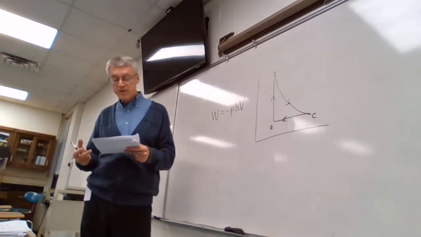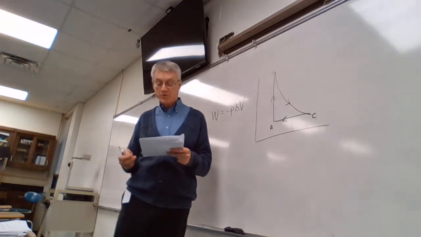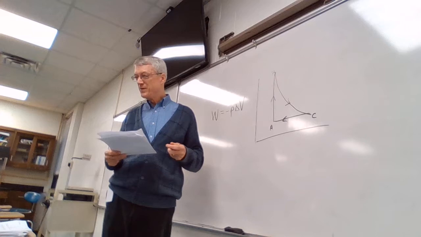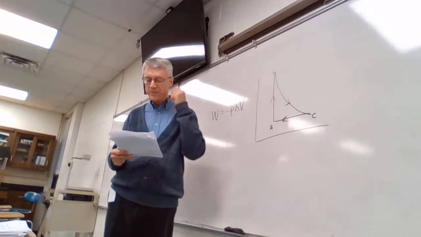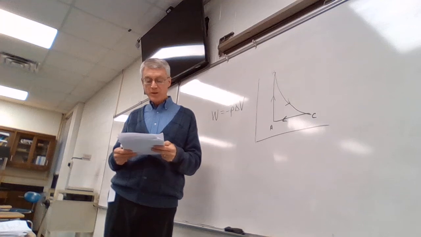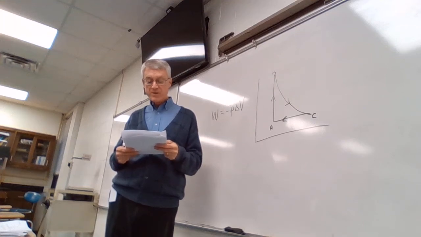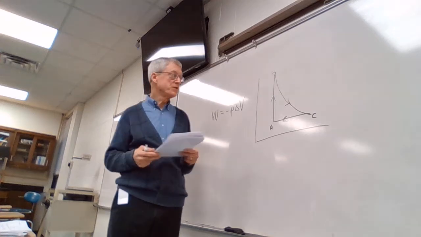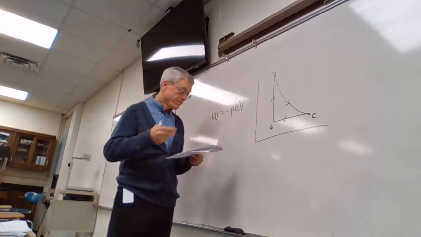By the way, in part A, each process was 1 point if you got all 3 of them right. If you missed any of those 3, you lost that point. Okay, so back to part B. Now that was work. What about Q? Or let's do delta U next because that's the easy one, I think.